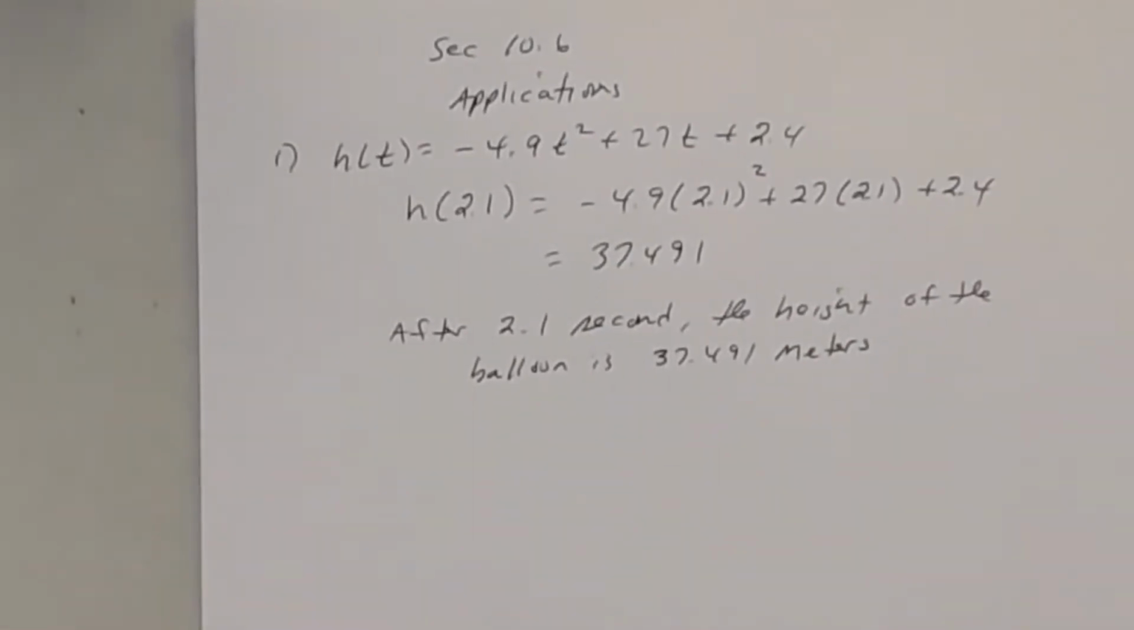Okay, so that's number one. That's all you did. The first part wasn't difficult because they told you to find h of what? 2.1. And you knew what to do with that. You know what to do with finding h of 2.1. Okay, number two.